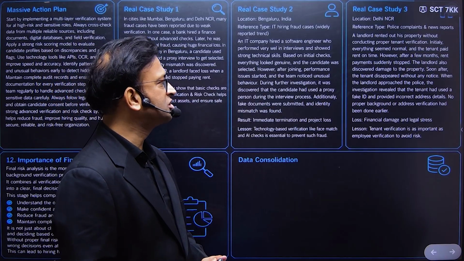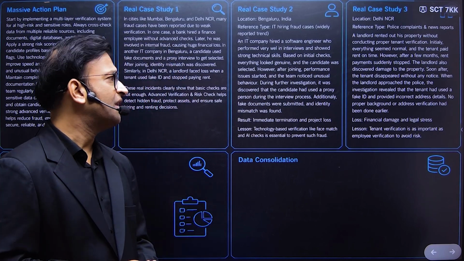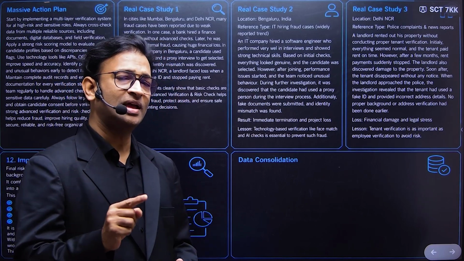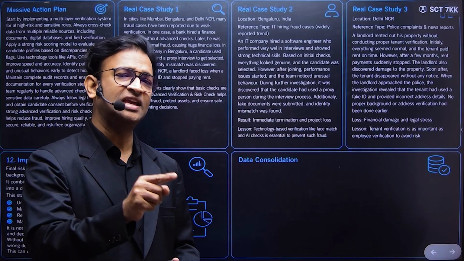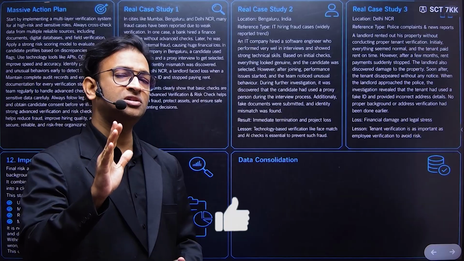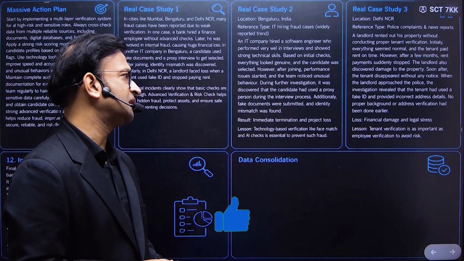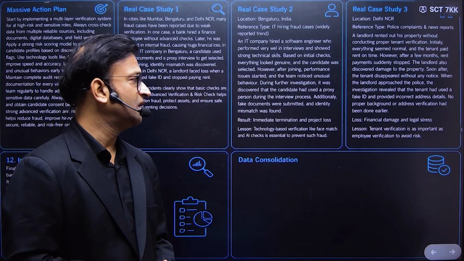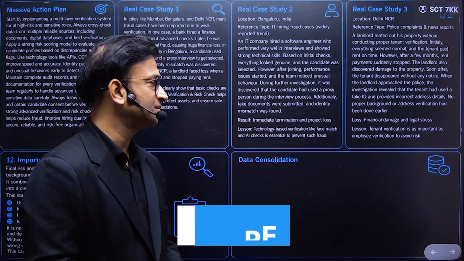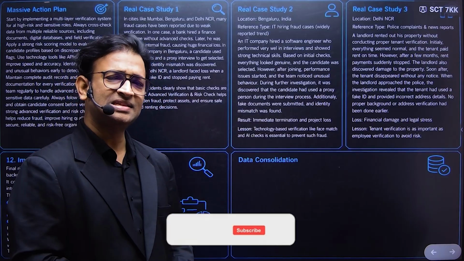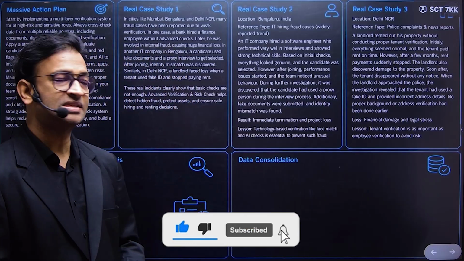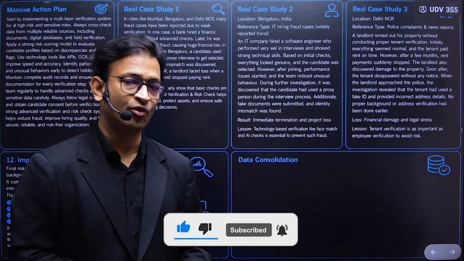When the landlord approached the police, the investigation revealed that the tenant had used a fake ID and provided incorrect address details so that he could not be traced later on. No proper background or address verification was conducted earlier. The result: financial damage and legal stress for the landlord. What is the lesson learned from this case study? Tenant verification is as important as employee verification to avoid risk.